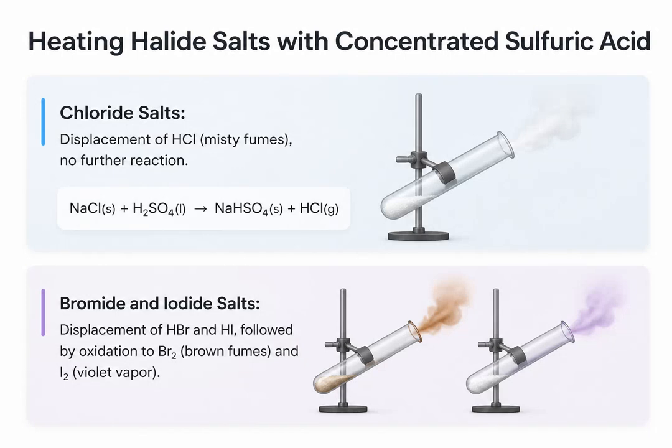When we heat solid halide salts with concentrated sulfuric acid, the outcomes depend on the specific halide. For chloride salts, like sodium chloride, the reaction stops at displacement. We get sodium hydrogen sulfate and hydrogen chloride gas, which appears as misty white fumes. Hydrogen chloride is too weak of a reducing agent to react further. However, for bromide and iodide salts, the initially displaced hydrogen bromide and hydrogen iodide are strong enough reducing agents to undergo secondary oxidation reactions, producing elemental bromine and iodine.